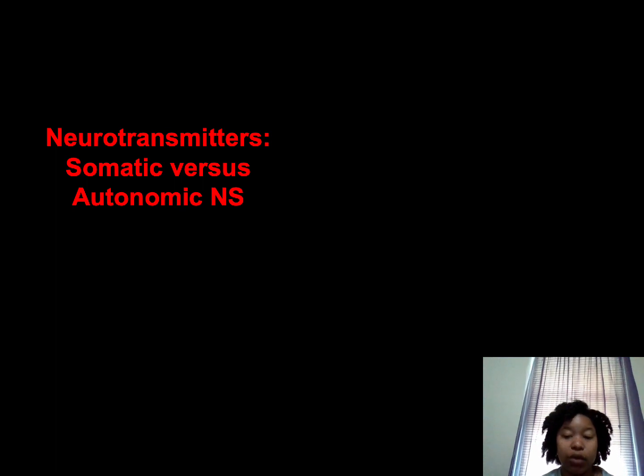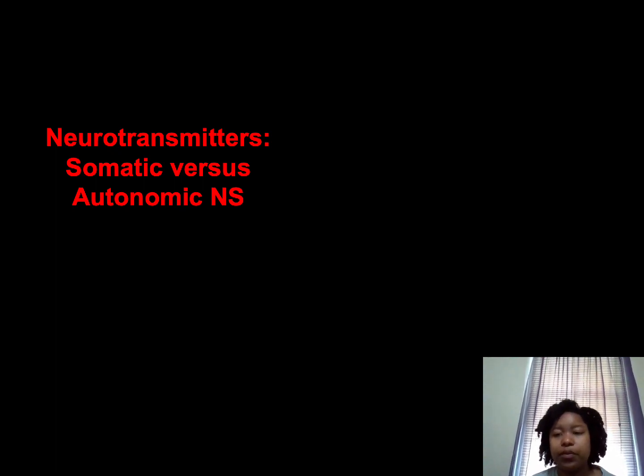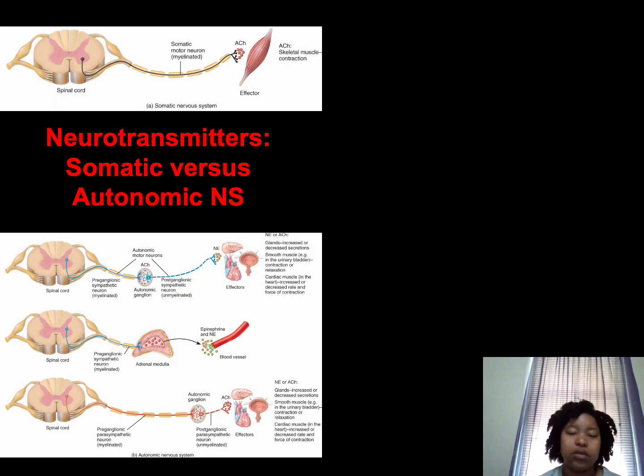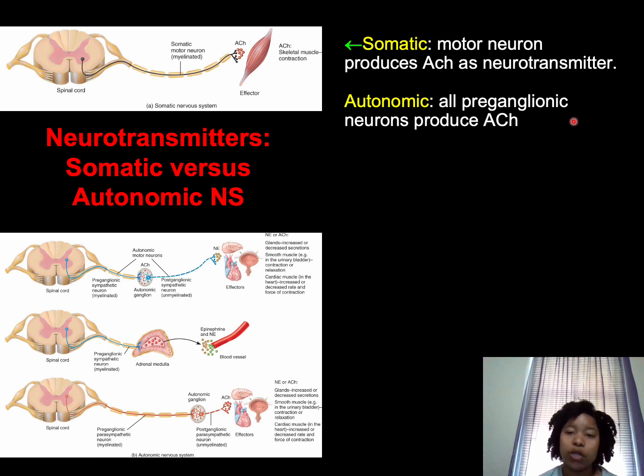Okay, so now we have neurotransmitters for the somatic versus the autonomic nervous system, right? So this is for you to be able to see the different portions of it that are coming. But for the somatic portion, your motor neurons are going to produce acetylcholine as a neurotransmitter. And for the autonomic ones, all the preganglionic neurons are also going to produce acetylcholine.